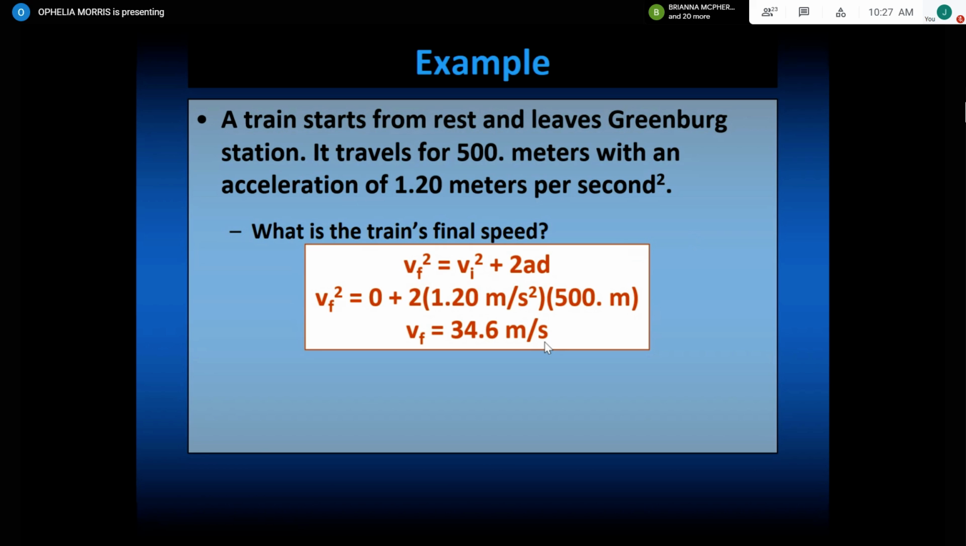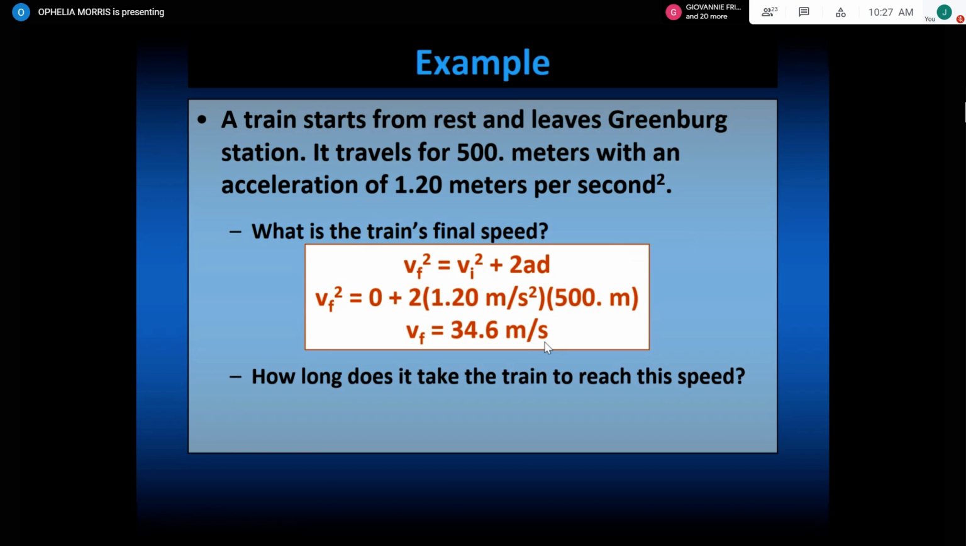Everybody's good at this slide? Yeah. So again, just remember your order of operations, guys. If you add and then multiply, you're gonna get a different number. So we're gonna go to the next question.